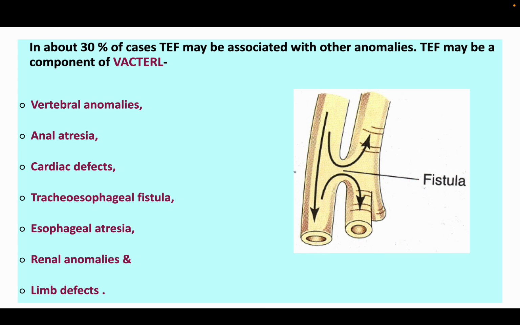In about 30% of cases, this tracheoesophageal fistula may be associated with other anomalies. So they may be a component of VACTERL. You can see it is basically a mnemonic, which shows the various anomalies which can happen along with tracheoesophageal fistula. So we have taken the first letter of each anomaly. V for vertebral anomalies, A for anal atresia, C for cardiac defects, T for tracheal fistula, then esophageal atresia is indicated by E, R is renal anomalies, and L for limb defects. So they may be a component of these, seen in about 30% of cases.